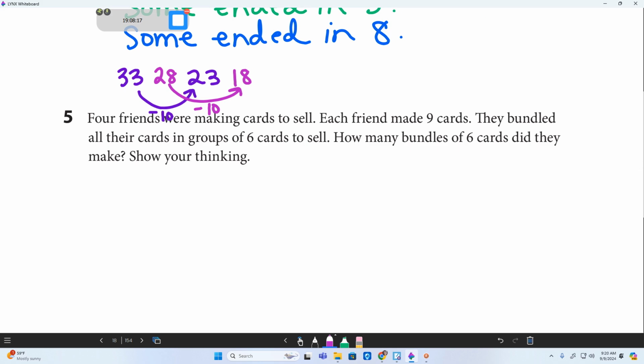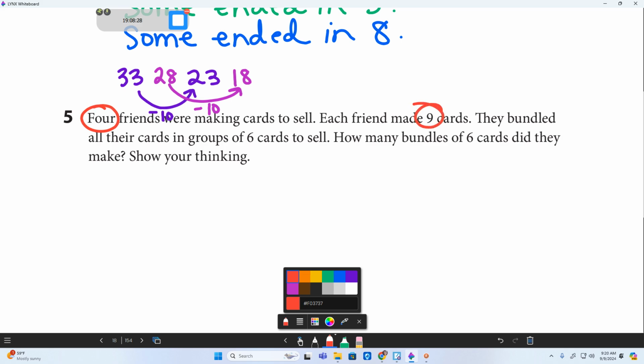All right, 4 friends were making cards to sell. How nice. Each friend made 9 cards. Let me do some circling here. All right, so we've got 4 friends, and they make 9 cards each. They bundled all their cards into groups of 6 to sell. How many bundles of 6 cards did they make? Show your thinking.